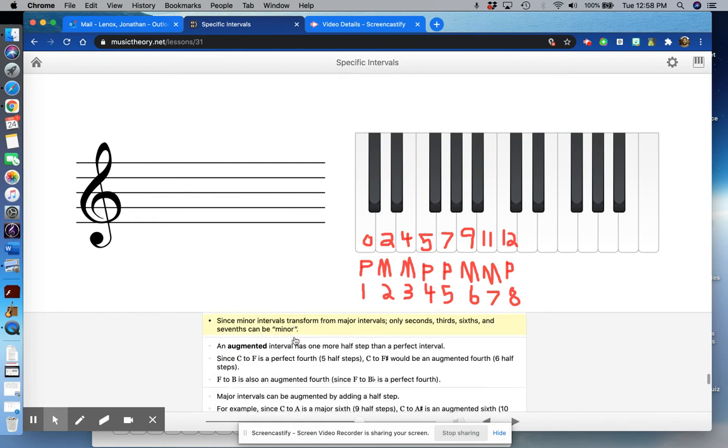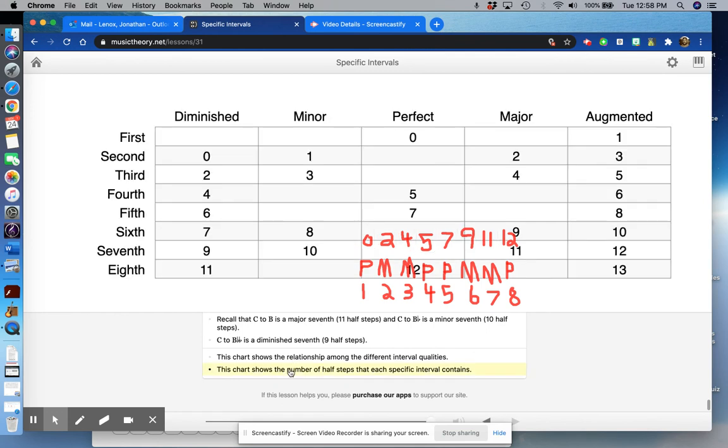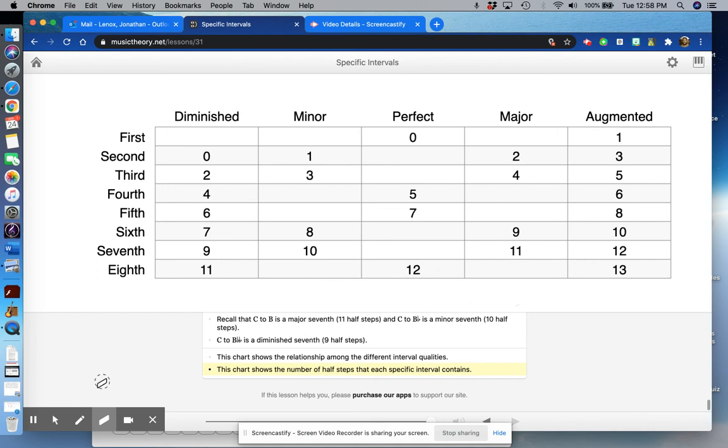Also, at the very end of this, we have this nice little chart. And this gives you the same thing, just it doesn't show it to you on the keyboard. And I think seeing it on the keyboard like we just had does help. So if you just look at these two columns, the perfects and the majors, and you see over here first, second, third, fourth, fifth, sixth, seventh, and eighth, you'll see that we have those numbers again: 0, 2, 4, 5, 7, 9, 11, 12. Okay, so this is that same chart again.